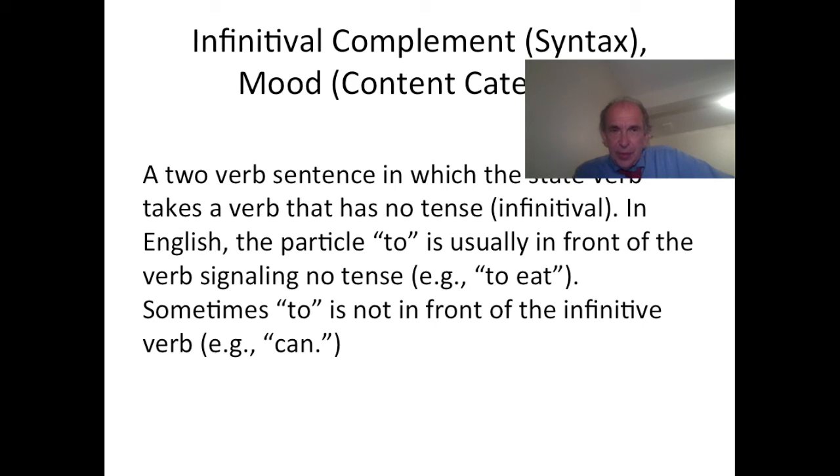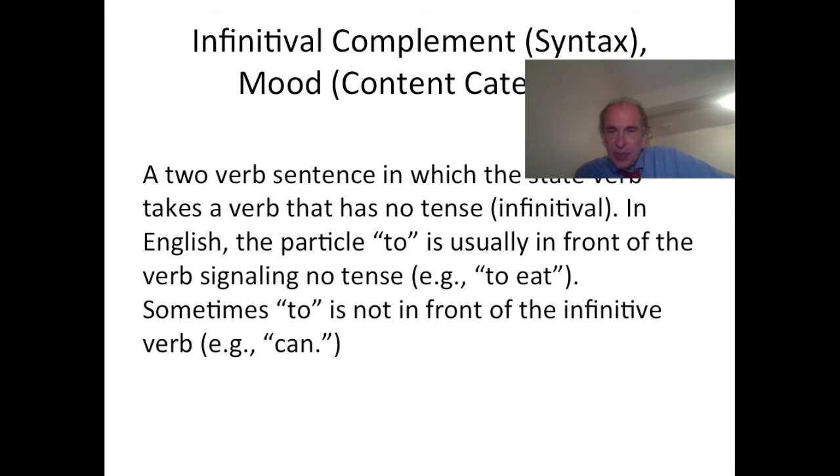The first verb is typically, or really always, a state verb. We call it a modal verb, actually. It's a state verb that takes an infinitival complement, usually an action verb, as its complement, that is, as its object.